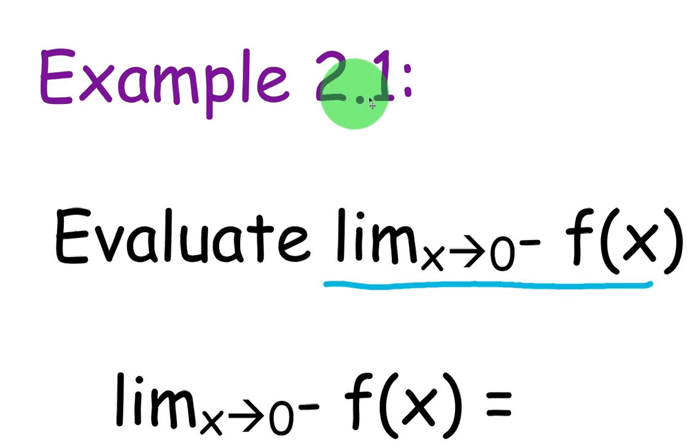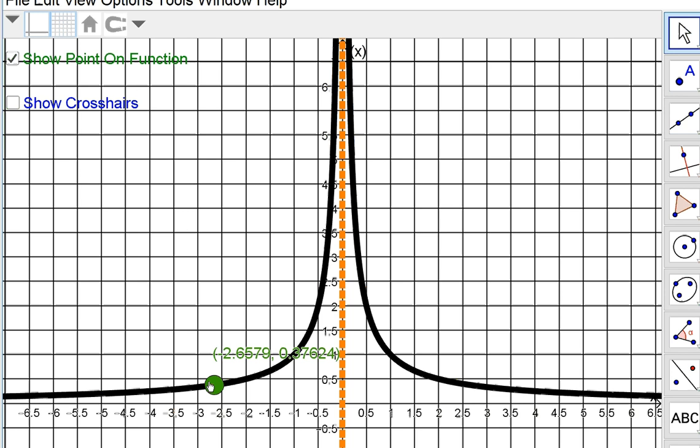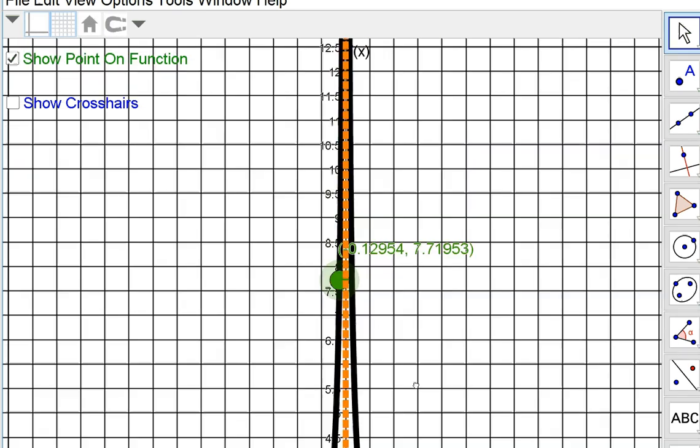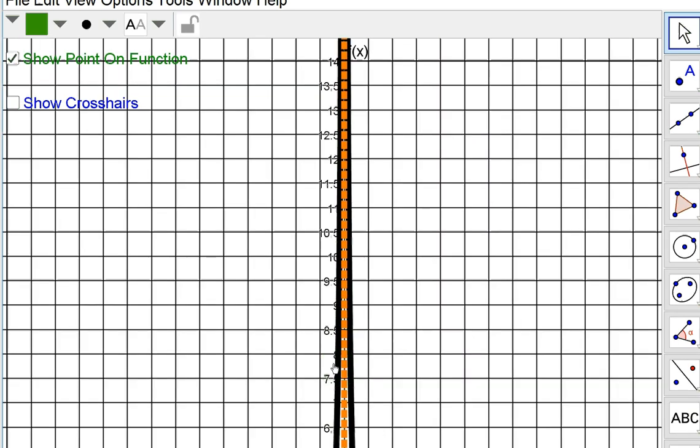Anyways, the focus is going to be again on limits. So in this example, we're going to evaluate the limit as x approaches 0 from the left of f of x. So let's take this point and drag it closer and closer to x equals 0. And again, notice what happens to the y value. It keeps shooting up, up, and up. And again, x is never going to actually reach 0, but it can certainly approach it.